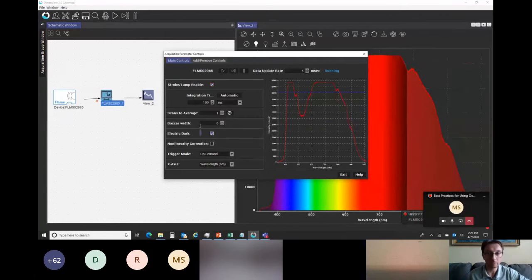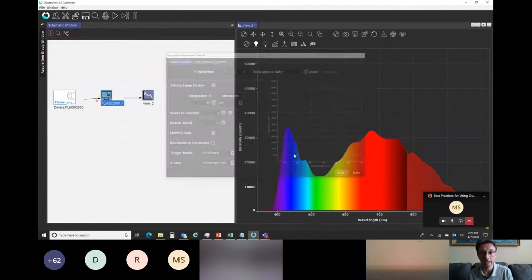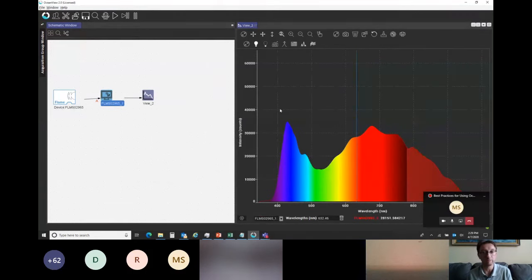I'm going to pop in a water, and let's bring this to 40. Let's do scans to average, maybe 5, and boxcar, I like 10. That's a nice round number. Look at that, we got a nice smooth spectrum there, and that's our light source. Now let's go through an absorbance setup.